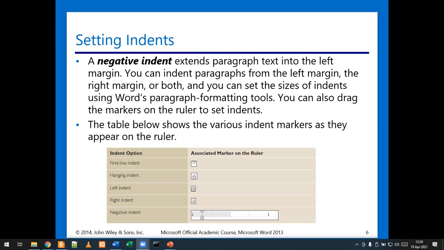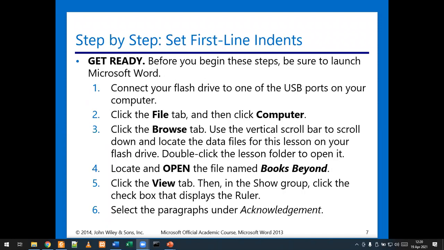So we've looked at paragraphs a bit, though not in detail, and then indents. So we shall see this in a moment. Now for our first step-by-step exercise, we are going to open up a file called Books Beyond. This is instruction number 4. Locate and open a file named Books Beyond, and then click the View tab. In the Show group, check the box that says display the ruler, although mine is already enabled. Then select the paragraphs under Acknowledgement.